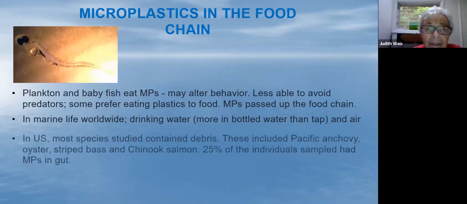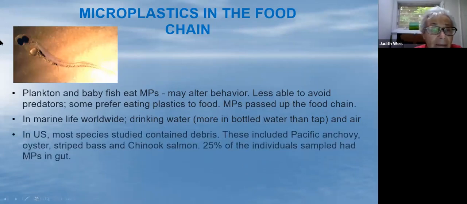Plankton and baby fish will eat microplastics. And you see here a baby fish, a fish larva, and these little spheres were fed to it. These are microplastic spheres, and you see them lined up in its intestine. They readily eat them, and if they eat enough, their behavior can be changed.